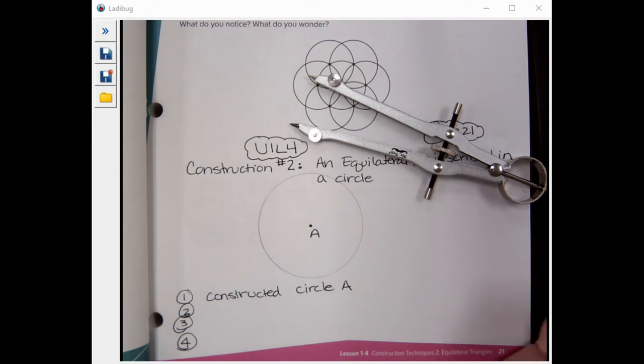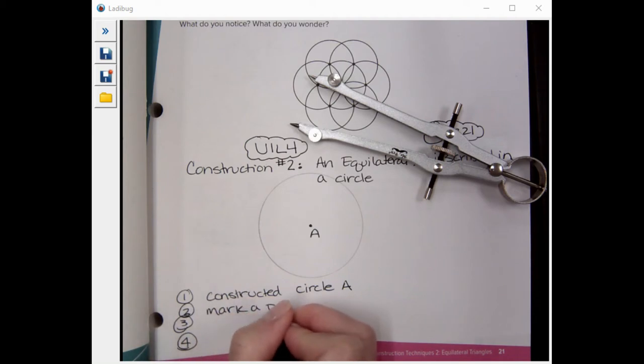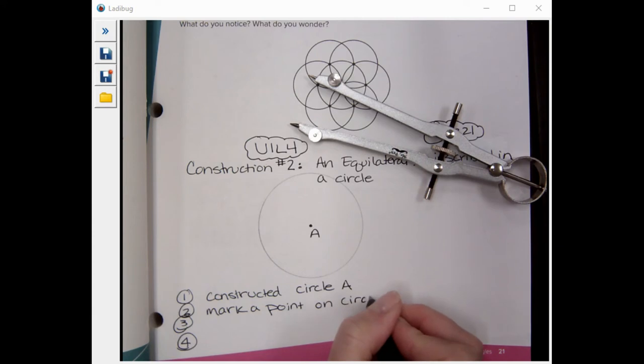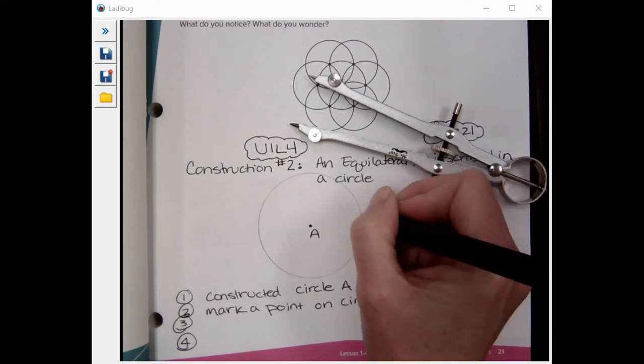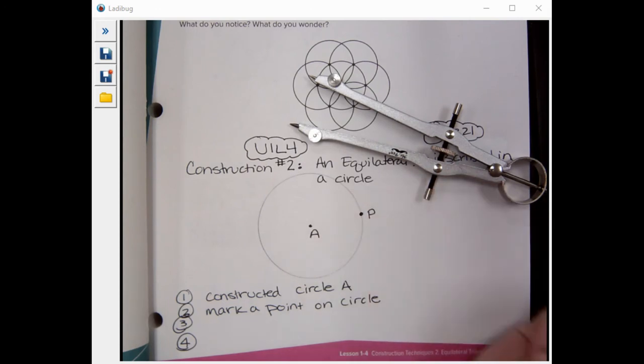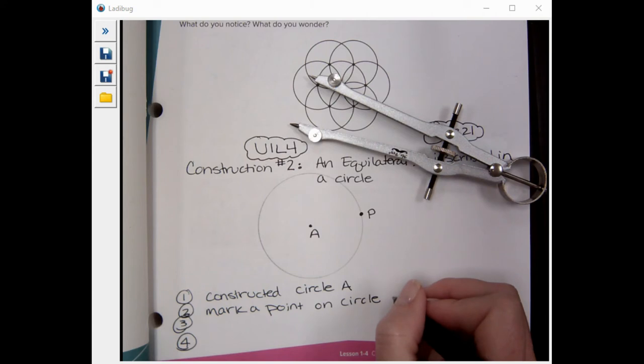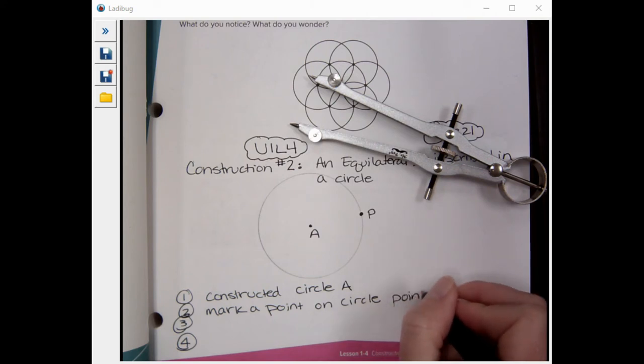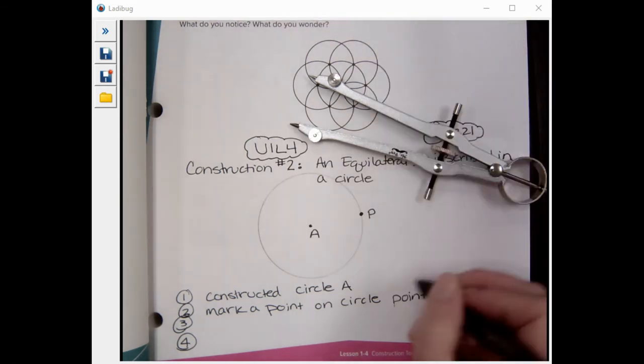So I have a circle, and now I'm going to mark a point on the circle. So let's see, I'm just going to mark a point right here on the right side. You don't really need to name it for any reason. I'm going to name it because I'm going to talk about it in 1 second. So I'm going to say mark a point on the circle. In this case, mine was point P.